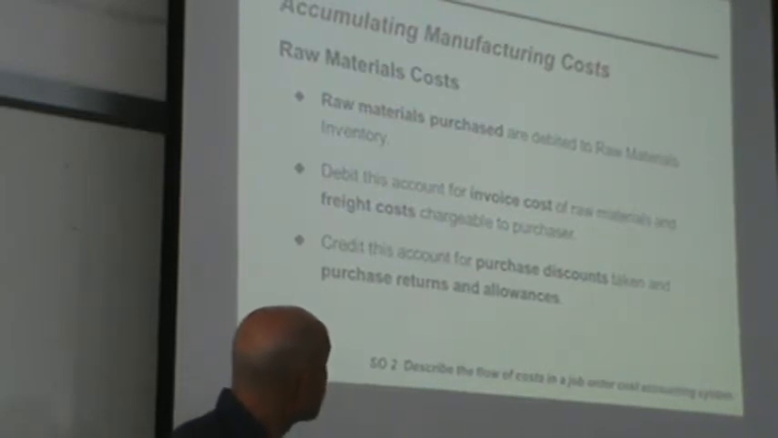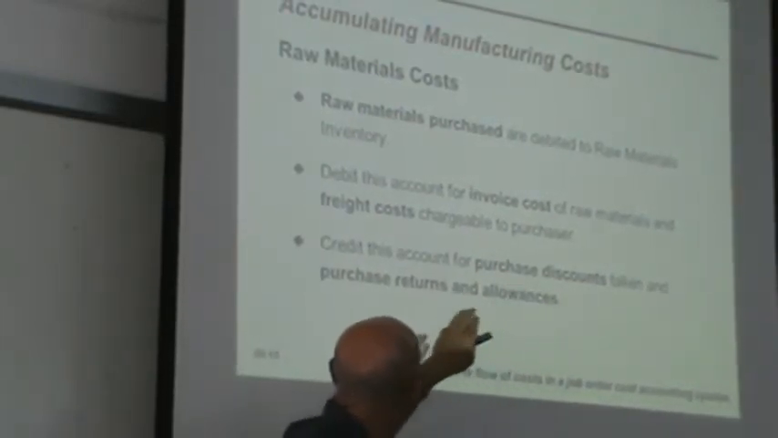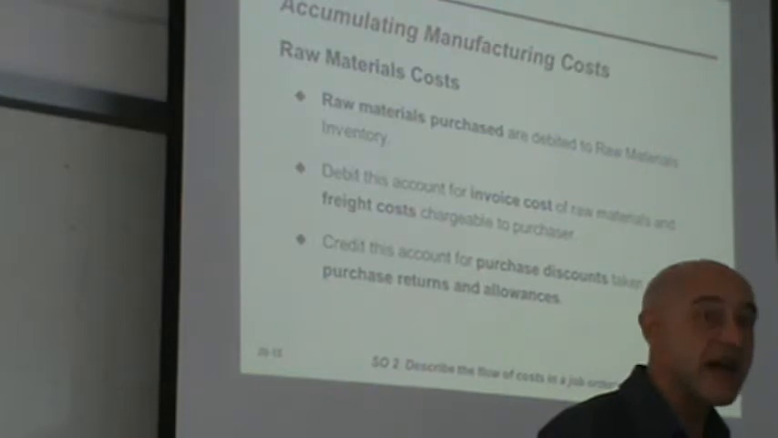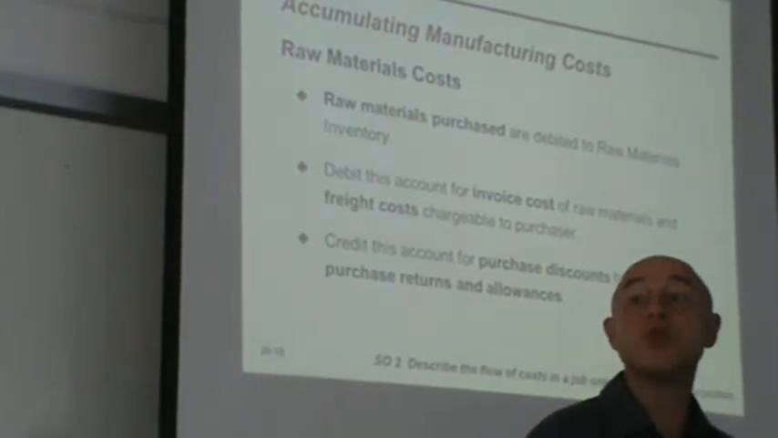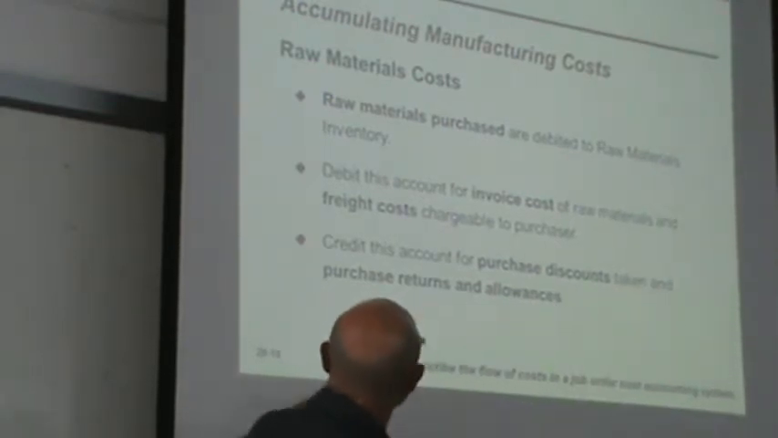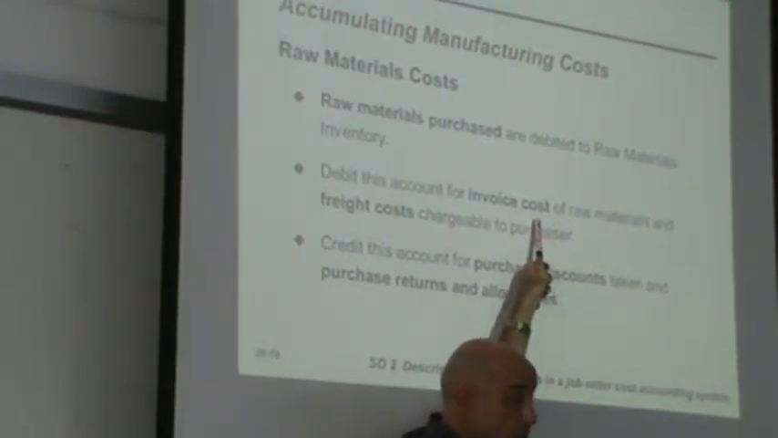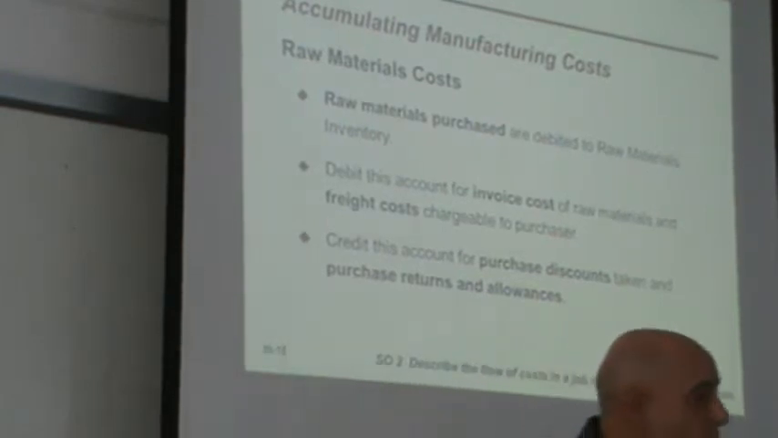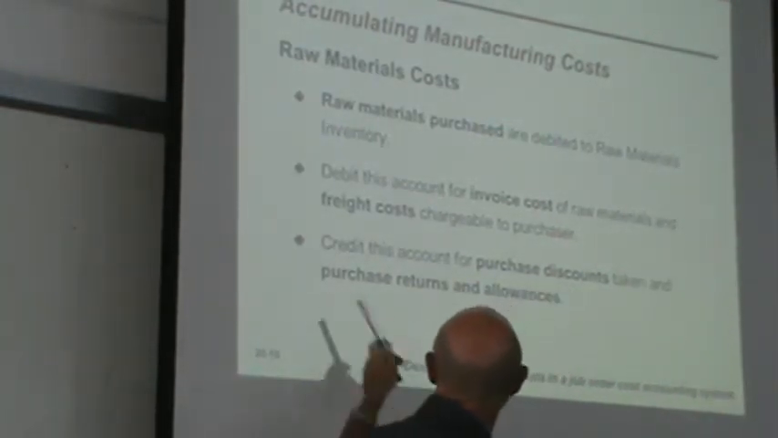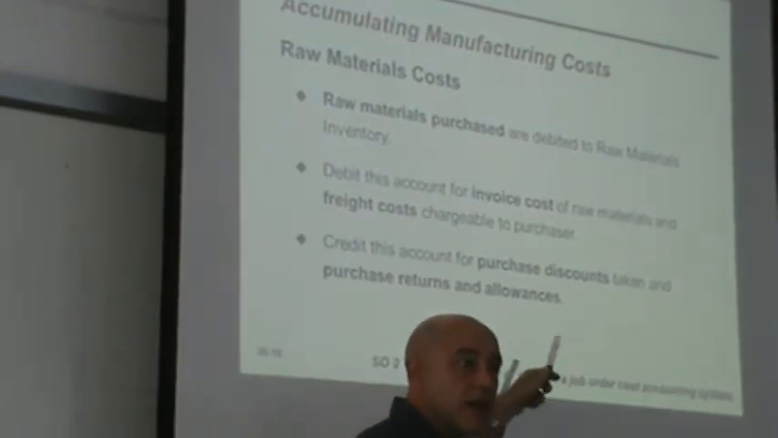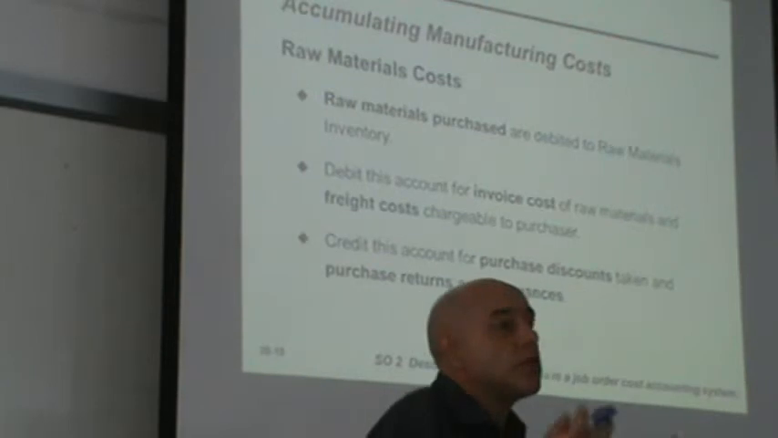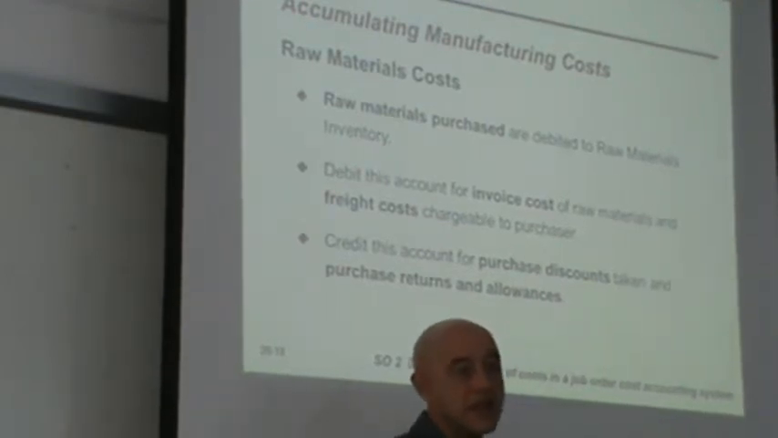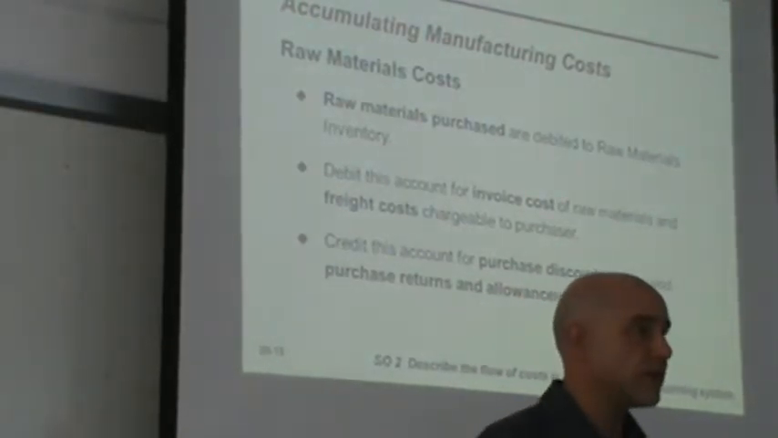Next one, you credit the account for purchase discounts, returns, and allowances. This is everything you already studied when you buy materials, from your previous accounting course. So you debit the purchase price, we call it the invoice cost, and you debit the shipping cost. And you credit the discount, 200 baht, okay? And then you may have a return, you may have an allowance, okay? That's what you studied before. They always tell you in advance the return is that much, the allowance is that much, the discount is that much. You usually will just get a discount.